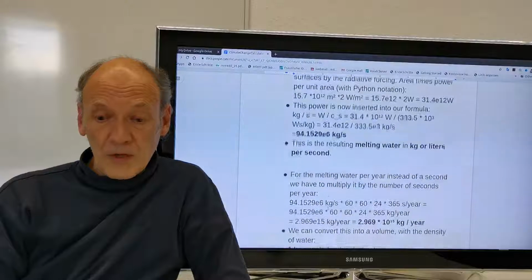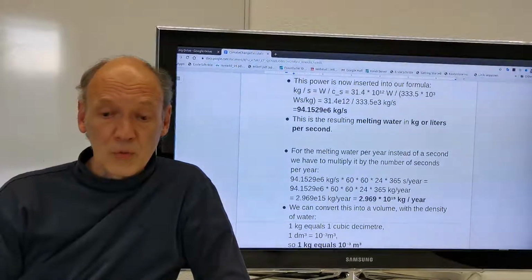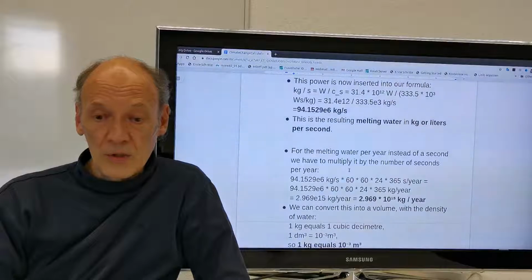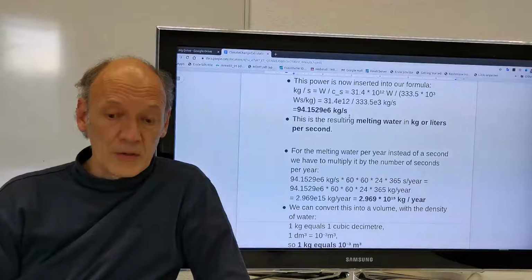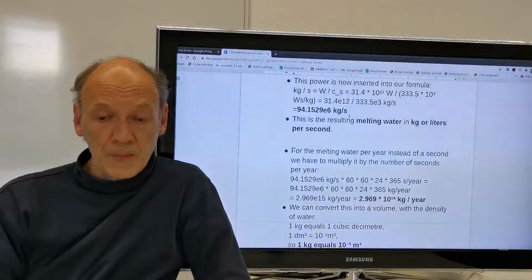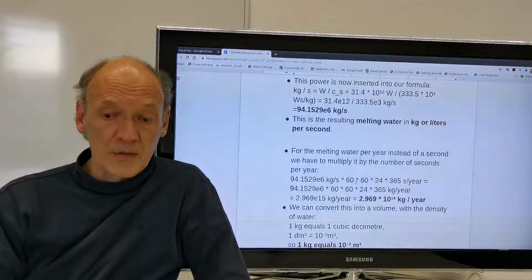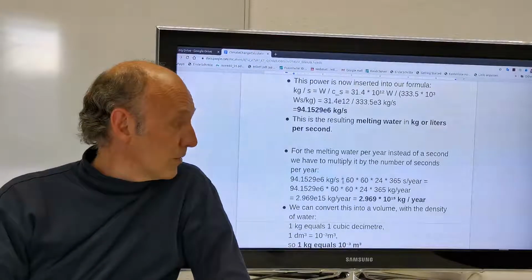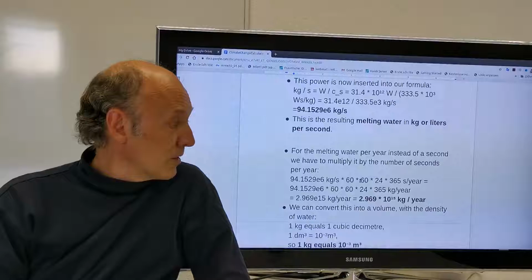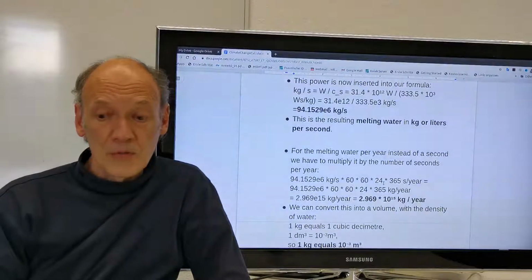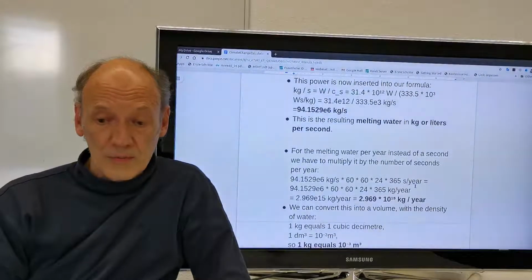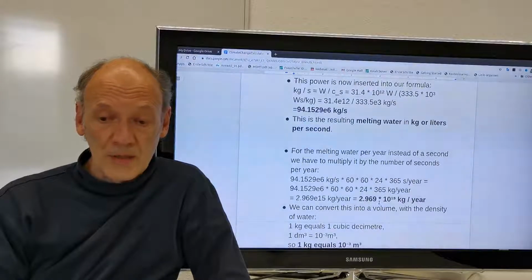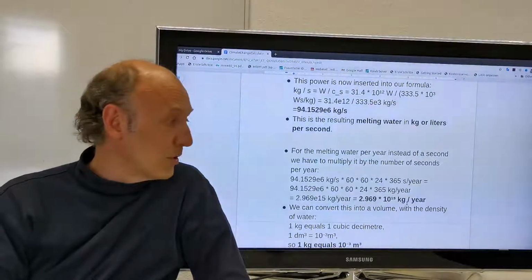So let's try to get the ocean level rise per year. For that we need to convert this kilogram per second into kilogram per year. And for that we just need to multiply this number by the number of seconds per year. So we have 60 seconds times 60 minutes times 24 hours times 365 days per year. Right? And when we plug this into this formula, we get 2.9 times 10 to the 15th kilograms per year.